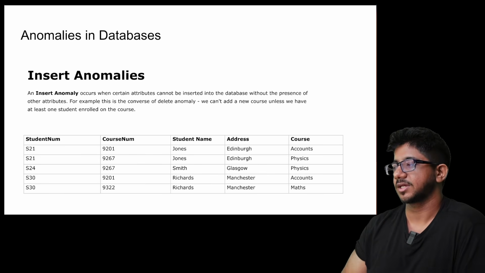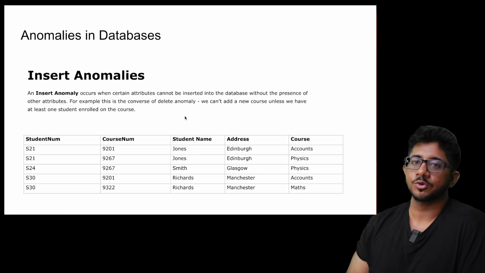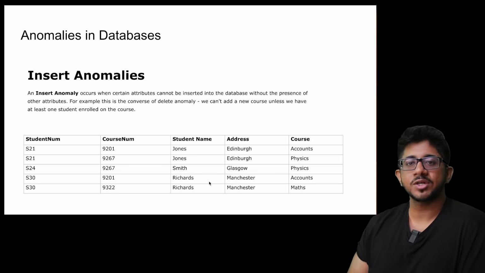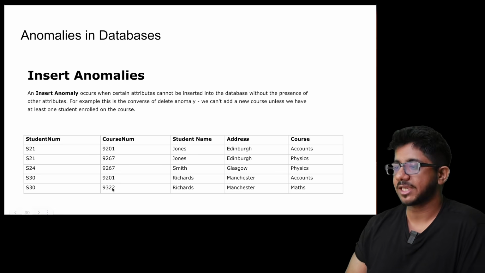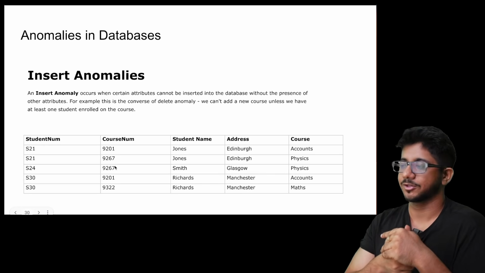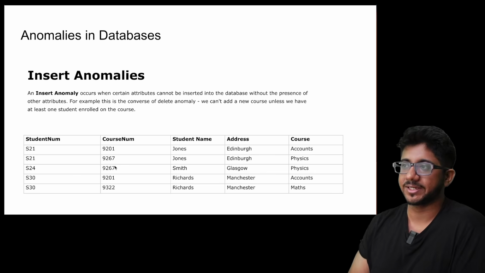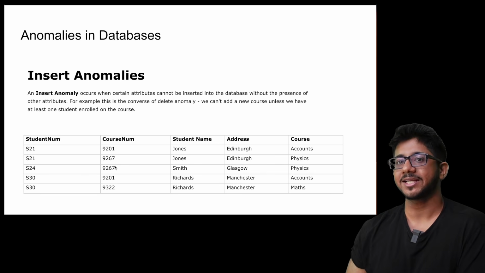Insert anomaly. This is another interesting thing, which is if you are inserting a new course, let's suppose I'm creating a new course of computer science, but no student is yet enrolled in it. How do I create a new course number and the course name? Because without a student, I cannot make a row, no? So that's also another problem in database. So if you randomly design databases, it's going to be bad.